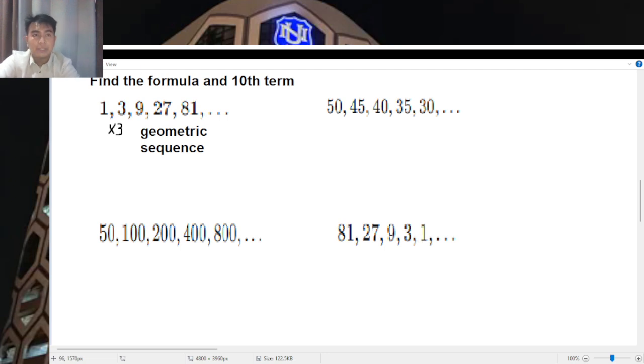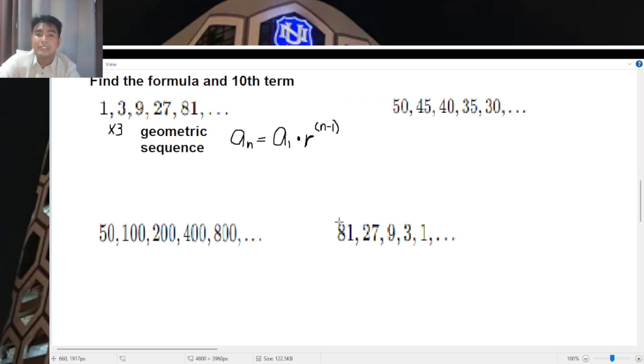So therefore, geometric sequences should be regarding multiplication or division. And geometric sequences have this formula for multiplication: the first term multiplied by the ratio. The ratio would be how much it was multiplied with. It was multiplied by 3 and then raised to n minus 1. There you go. Let me just move the sequence in here.